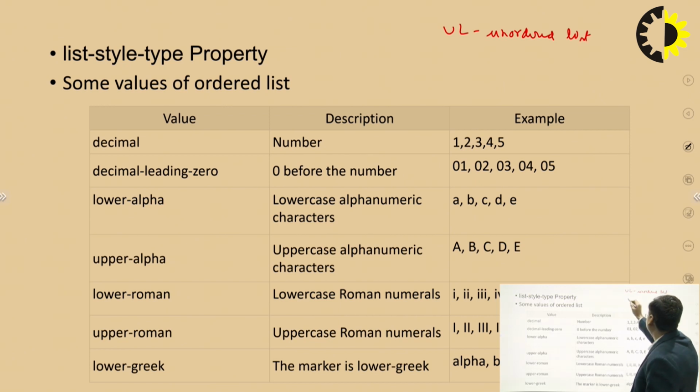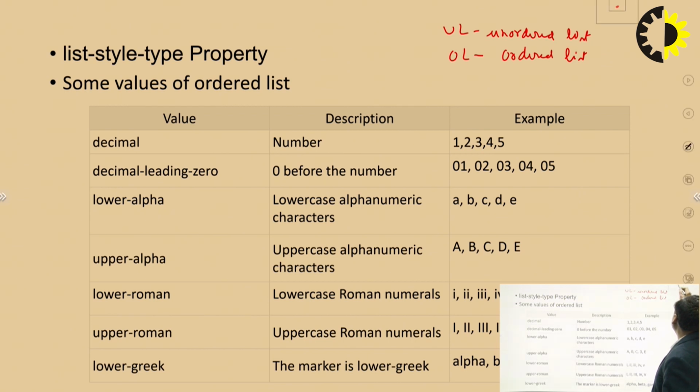Then the second type is OL in HTML, which is the ordered list. Unordered list meaning we are using a disc, circle, or square. OL means ordered list. So in the ordered list we are using numbers, 1, 2, 3, this way.